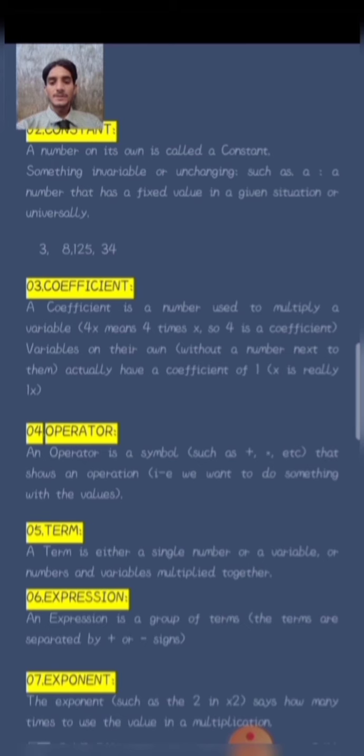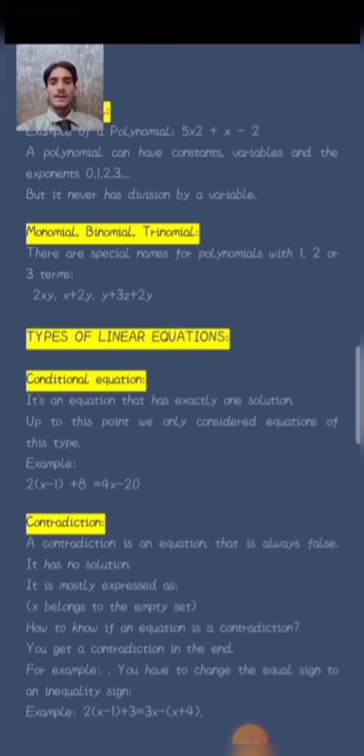Number seven, exponent. The exponent, such as 2 in x squared, says how many times to use the value in multiplication. Number eight, polynomial. An example of a polynomial is 5x squared plus x minus 2. A polynomial can have constants, variables and exponents 0, 1, 2, 3, but it never has division by a variable. Monomial, binomial, trinomial are the special names of polynomials with 1, 2 or 3 terms: 2xy, x plus 2y, y plus 3z plus 2y.